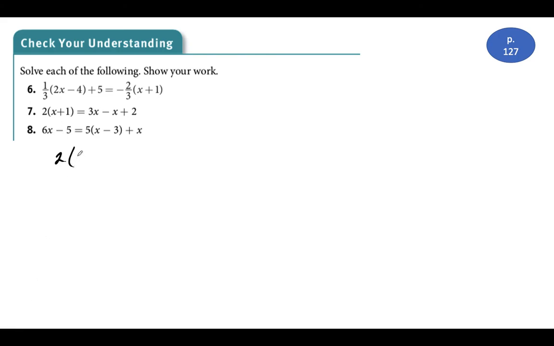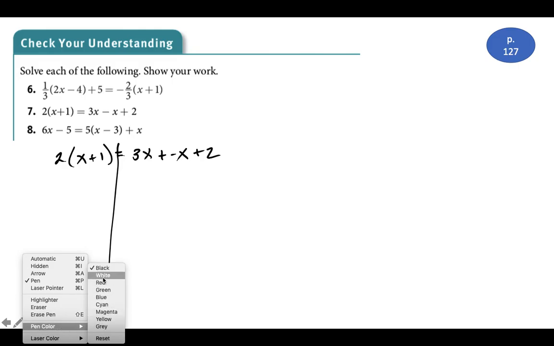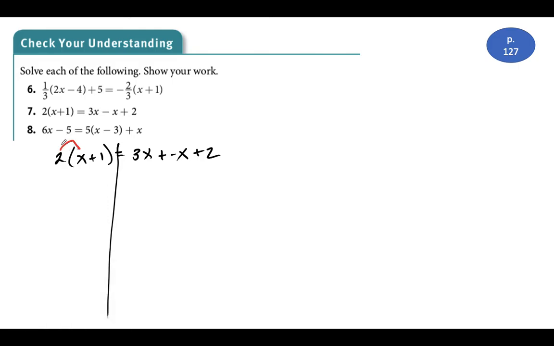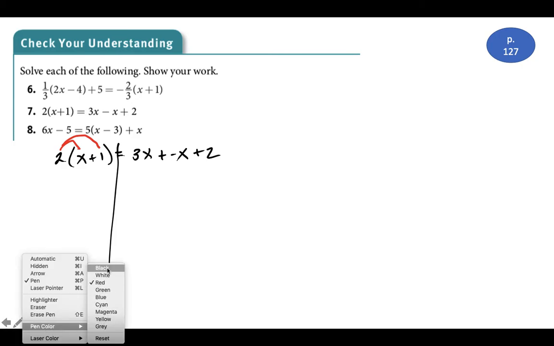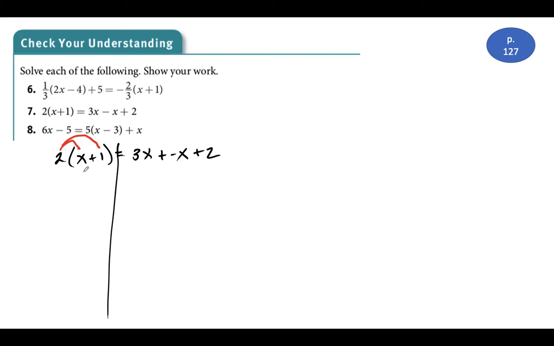So we have 2 times x plus 1 equals 3x plus negative x plus 2. To figure out if it has one solution or no solutions or infinite solutions, we will simplify both sides. Simplifying both sides is the key to knowing how many solutions your equation has. So we're going to distribute the 2 because we got parentheses. When we are simplifying, we want to clear out the parentheses using the distributive property.